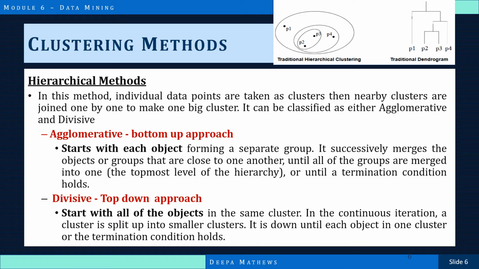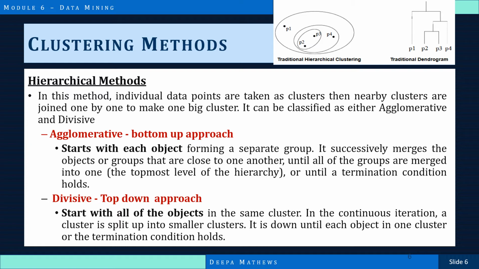Agglomerative is a bottom-up approach. It starts with each object forming a separate group. It successively merges the objects or groups that are close to one another until all of the groups are merged into one, or until a termination condition holds.